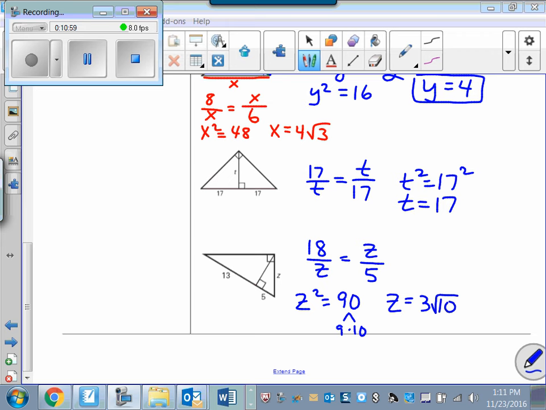Did you get z equals 3 times the square root of 10? I hope so. What do I know? I know that z is the geometric mean of the total hypotenuse, which is 18, and the segment of the hypotenuse that's adjacent to z, which is 5. Take the cross product, z squared is 90, simplify the square root of 90, you get 3 times the square root of 10.